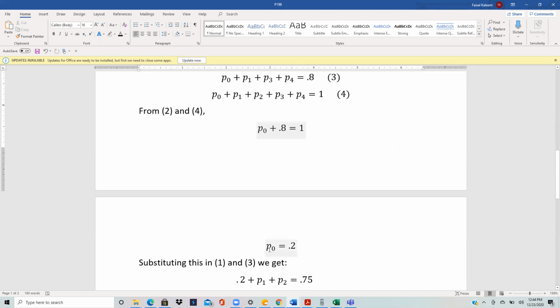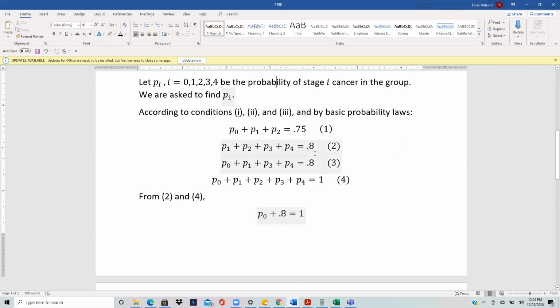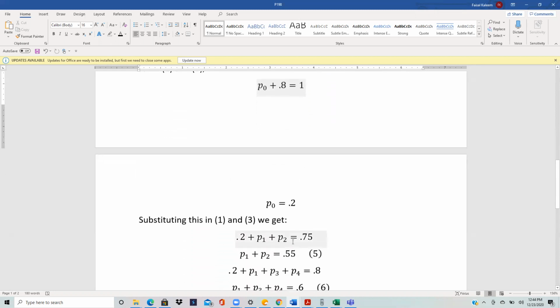And now we substitute this P0 in the other two equations. We used 2 and 4 to get P0, so there's no use putting it back in those. It would be helpful to put P0 now in the equations that you did not use while calculating it. So those were 1 and 3. When you put P0 in 1, P0 was 0.2, so you get 0.2 plus P1 plus P2 equals 0.75. And that gives P1 plus P2 equals 0.55.